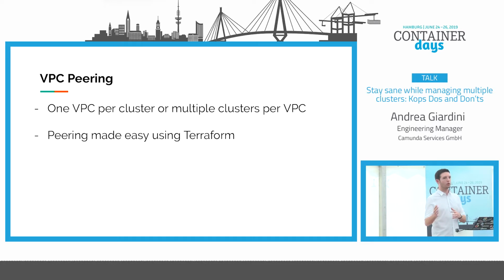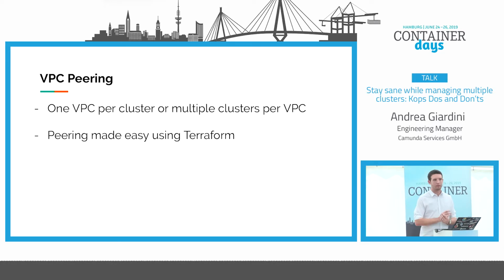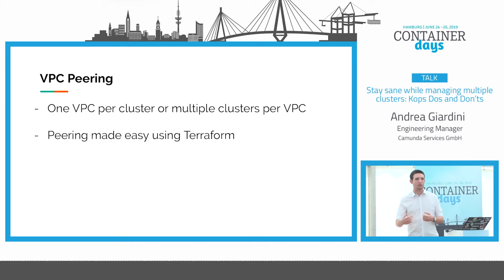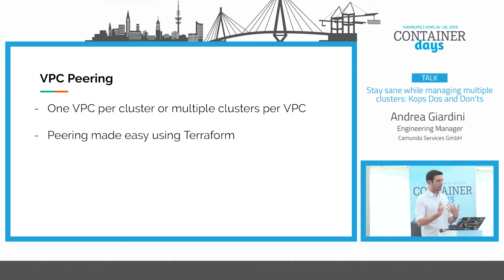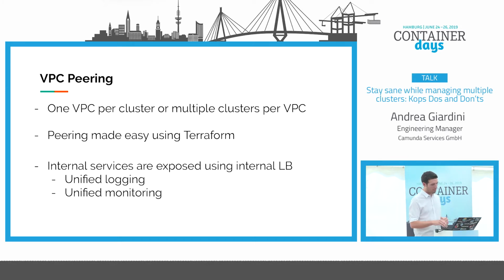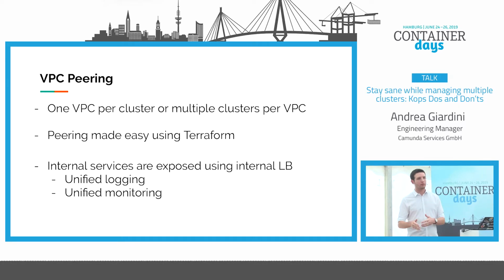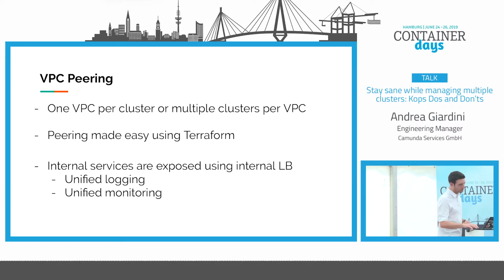And still, you are keeping all your clusters very isolated because they're all running in different VPCs. For example, you cannot go from the stage cluster to the prod cluster or from the dev cluster to the prod cluster without passing also by the operations cluster. So it's always an extra step in case an attacker breaches into your cluster. You will still make his life a little bit more difficult, you know. Yeah, as I mentioned, you can expose using private topology internal services, using internal load balancer, and this comes with unified logging and unified monitoring, which is really nice.